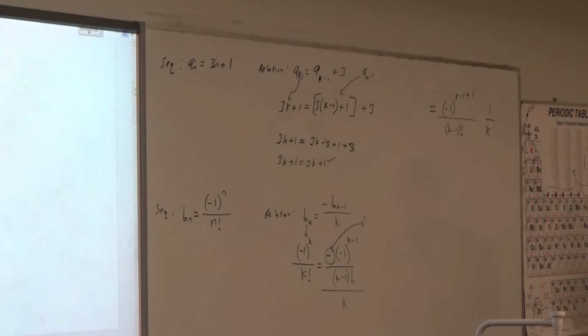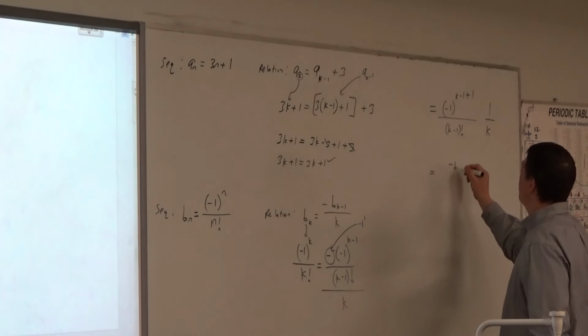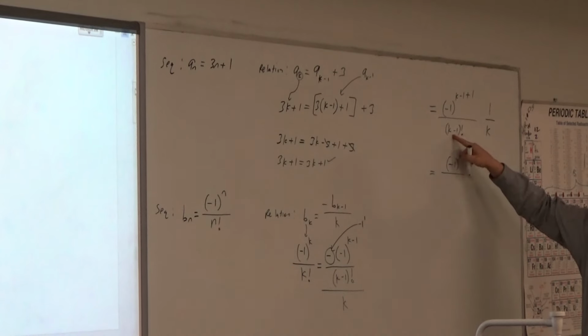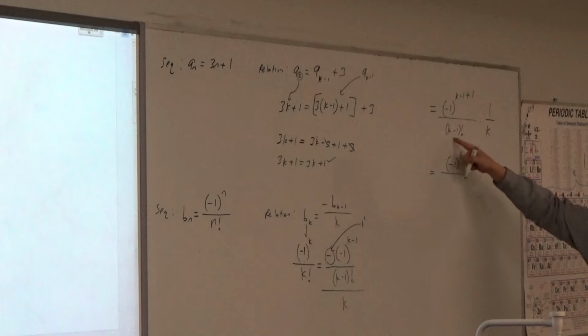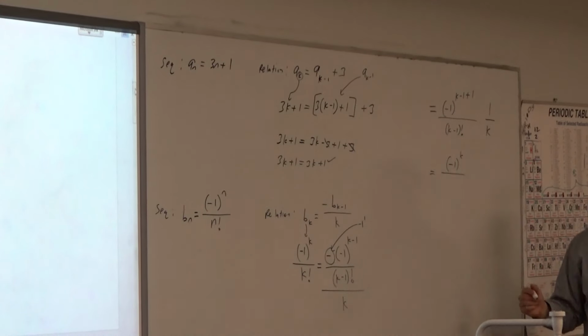Okay. And hopefully you guys are seeing what's going to happen with this, right? Because obviously in the numerator, this just becomes -1 to the k, because the exponents will cancel out and just leave you with k of those. And then we have k minus 1 fact times k. Well, guys, what do you know about k times k minus 1 fact? K fact. Yeah, that just becomes k factorial, right?